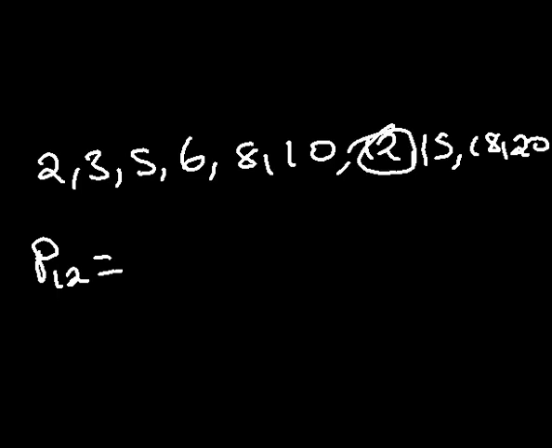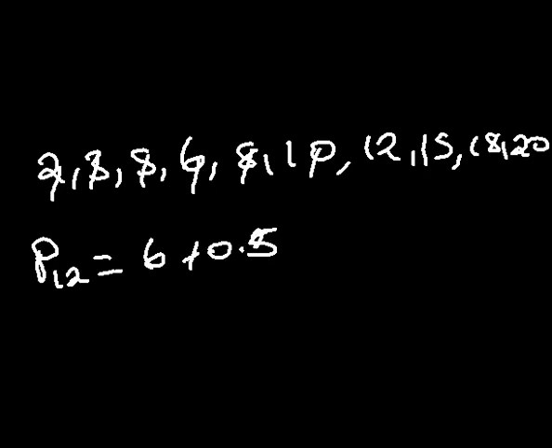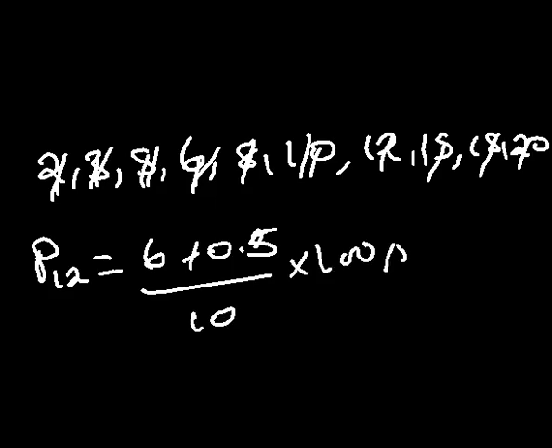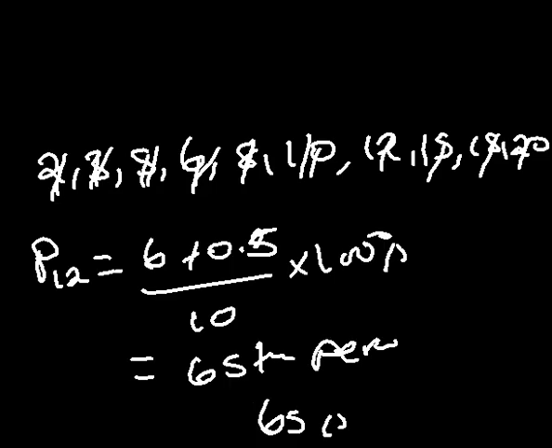So now this is where our 12 is. How many values are below 12? We have 1, 2, 3, 4, 5, 6. We have 6 plus 0.5 divided by, how many are they? 1, 2, 3, 4, 5, 6, 7, 8, 9, 10. So divide by 10 times 100%. Now that will be given as the 65th percentile. That is the same as 65%. So take note of that.